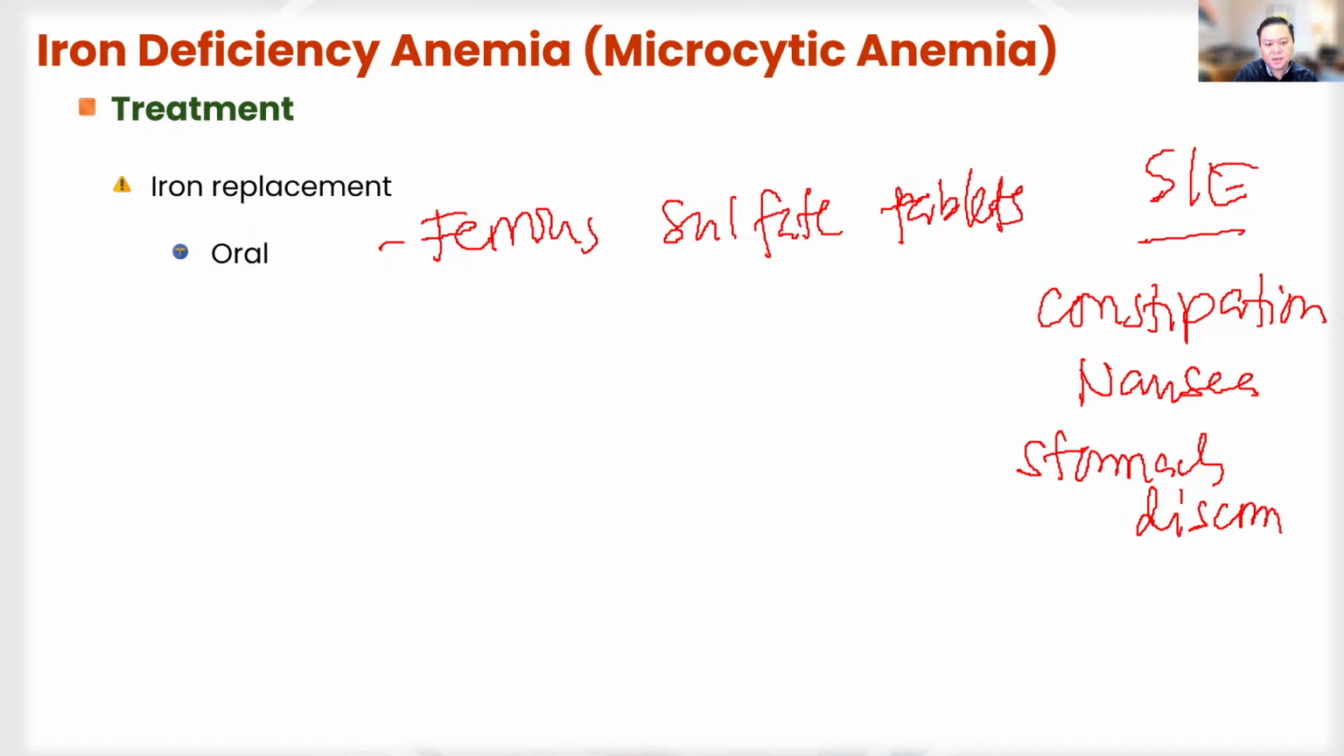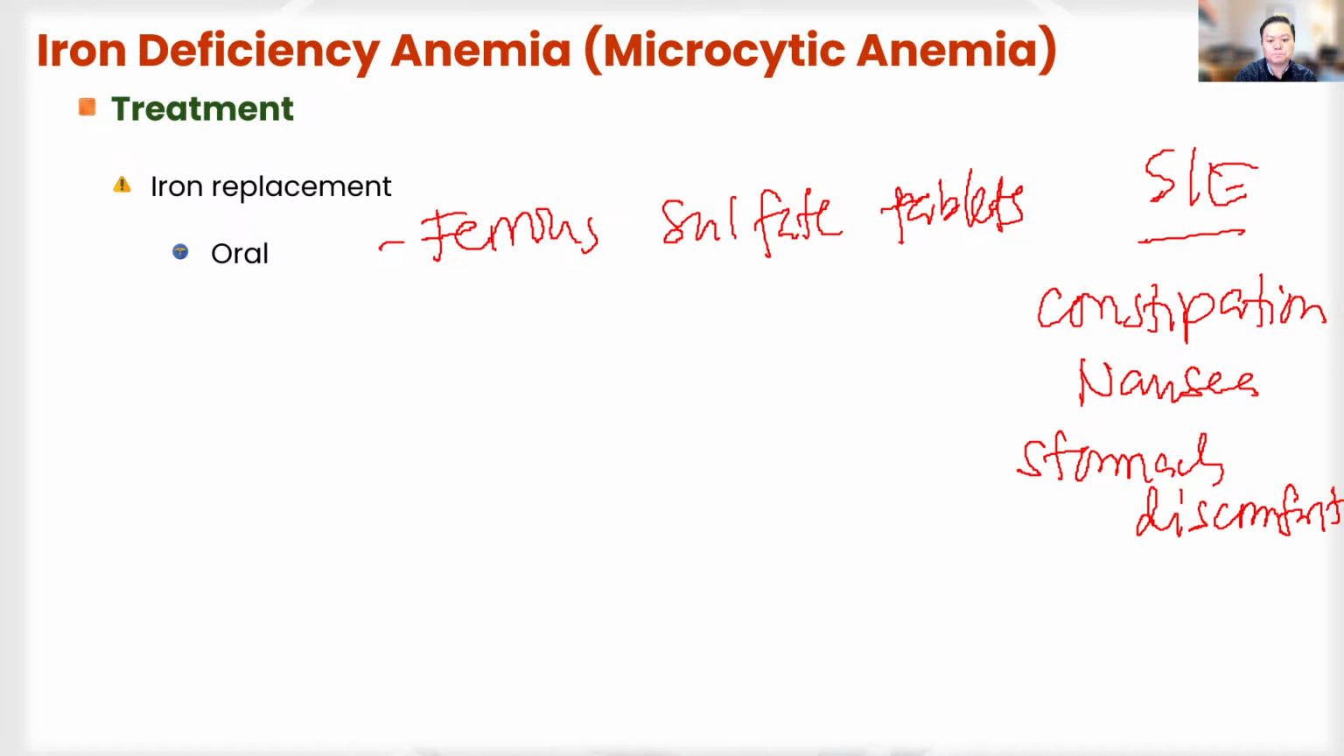So these are side effects that we can actually manage, right? So if the patient has constipation, then we can encourage them to increase their intake of fiber in the diet. If they have nausea when they are taking the tablet, then they possibly can take it with some orange juice, or basically with some amount of food, just a little bit.